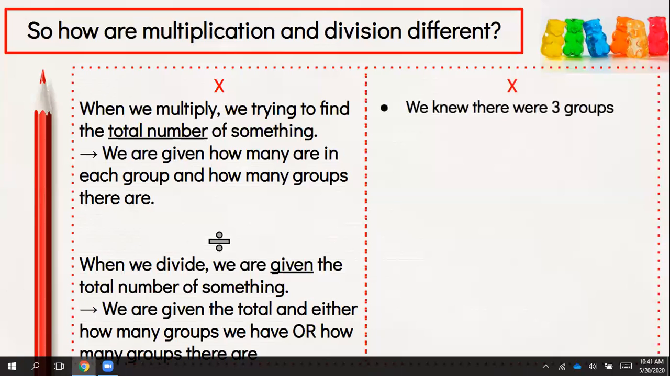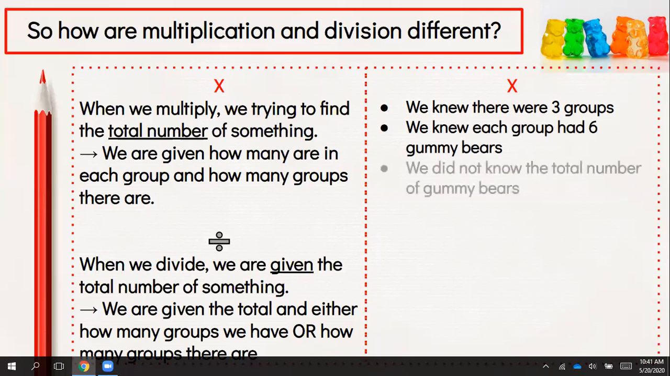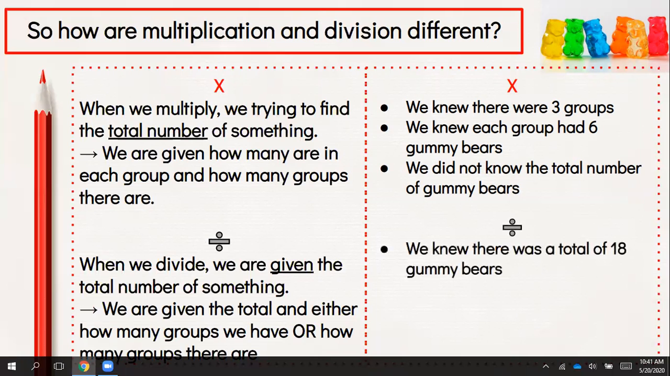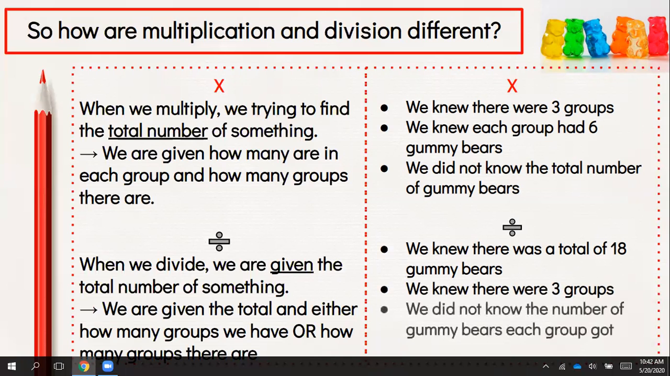So when we multiplied with our gummy bear problem, we knew there were 3 groups, and we knew that each group had 6 gummy bears, but we did not know the total number of gummy bears. But in our division problem, we knew there was a total of 18 gummy bears. We knew that there were 3 groups, but we did not know the number of gummy bears in each group that they got.